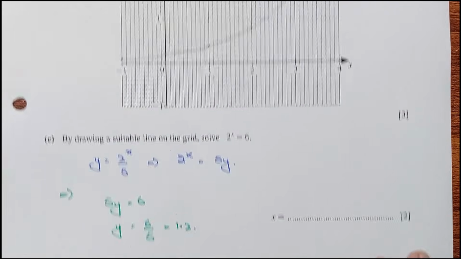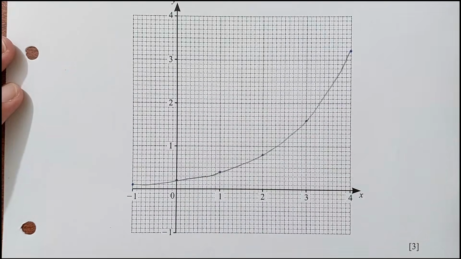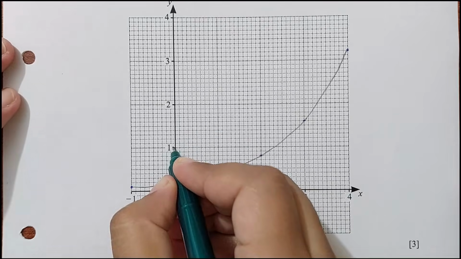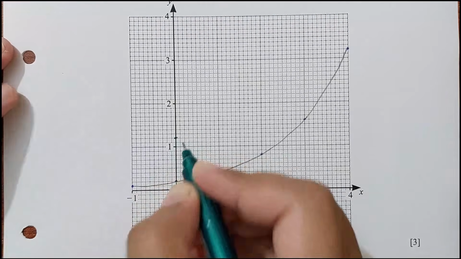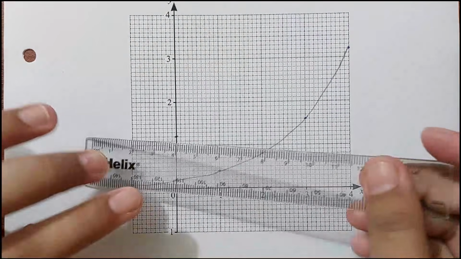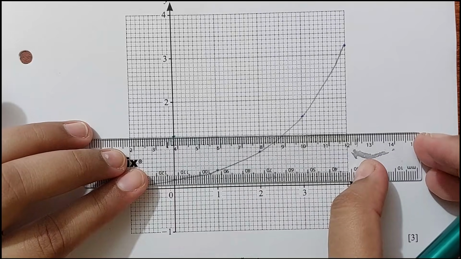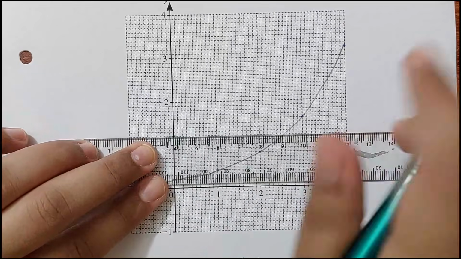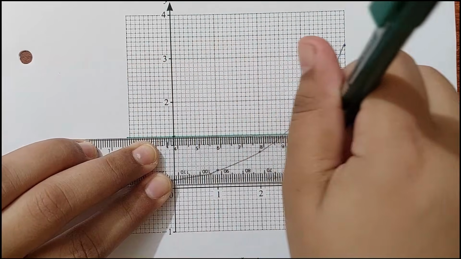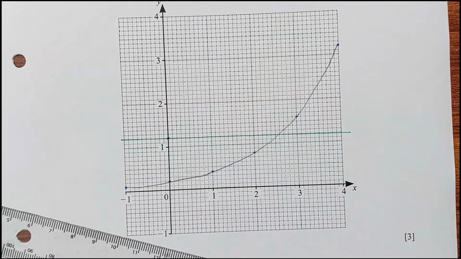This is y equals 1, 1.1 and 1.2, this line. This is a straight line. Now we have to solve for x.